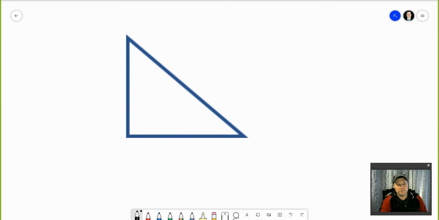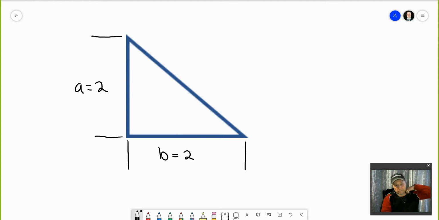So for example, the example that I gave you guys on your lesson plan kind of looks like this. Can you hear me okay? Yeah. Okay. So it kind of looks like this. A equals 2 and B equals 2. Okay. So in this case, we're going to talk about this angle.